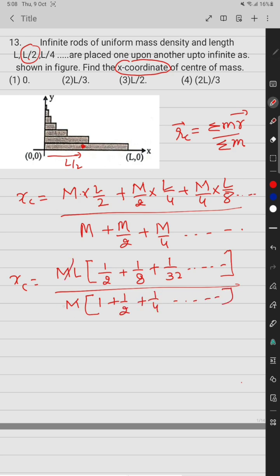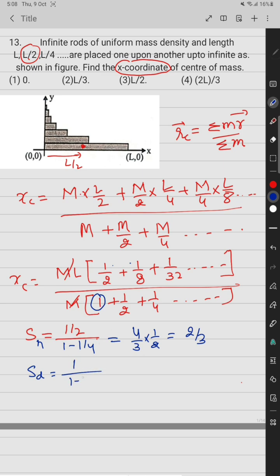In the numerator the sum of the GP: the first term is 1 by 2 and the ratio is 1 by 4. So 1 minus 1 by 4 is 3 by 4, meaning 4 by 3 into 1 by 2, so it is 2 by 3. Or the sum of the GP in the denominator is 1 plus half plus 1 by 4. The first term is 1 and the ratio is 1 by 2, so it is 1 minus 1 by 2, and that is 2.